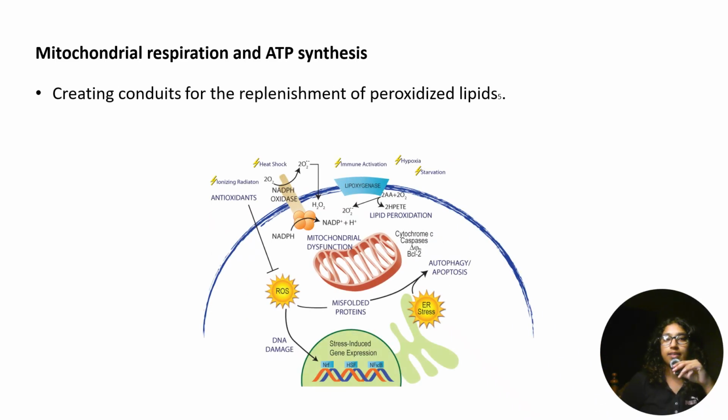Then comes that it creates conduits for replenishment of peroxidized lipids. So I was really confused as to how peroxidized lipids are related to sleep, right? So everything gets connected here. As I have said, the mitochondria senses the stress, and it leads to the fragmentation or the mitophagy, right?